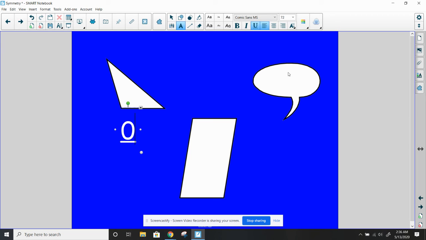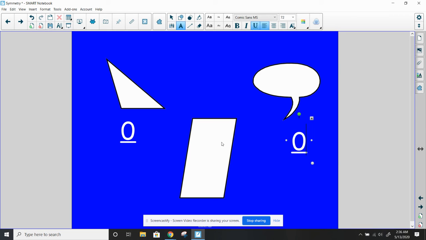What about this speech bubble? Is there any place in this speech bubble that I could draw a line and have two congruent figures, make it a symmetrical figure? Nope. This one also has no lines of symmetry.